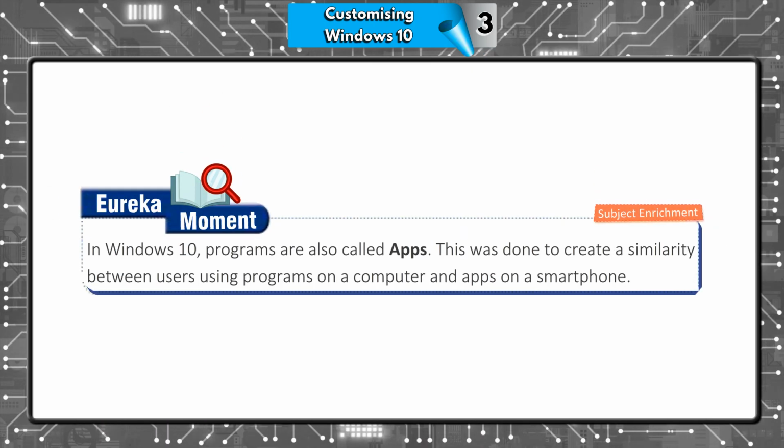Eureka moment! In Windows 10, programs are also called apps. This was done to create a similarity between users using programs on a computer and apps on a smartphone.